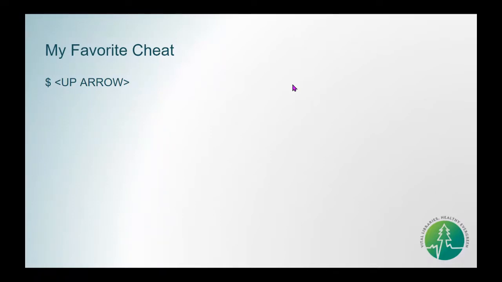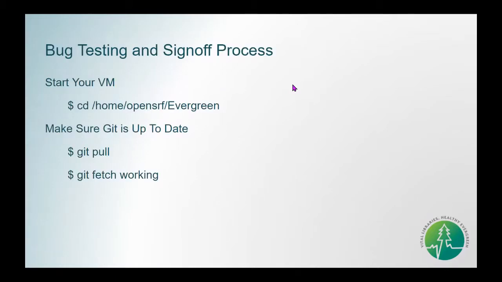Okay, so my goal for all this, as I mentioned, is to be able to test bugs and sign off on them. So I just wanted to go over the process that I use to do that. So the first thing I do is I start my VM. I navigate to home, opensrf, Evergreen as the OpenSRF user. And that's the directory that Git knows about, or that knows about Git. So if I'm doing Git commands, I have to be there.